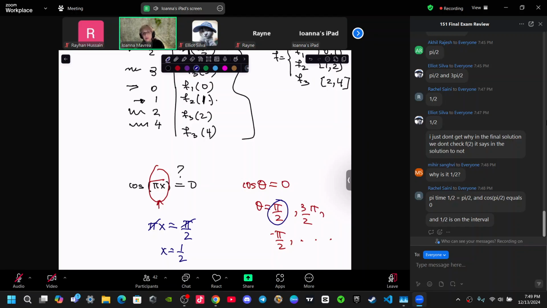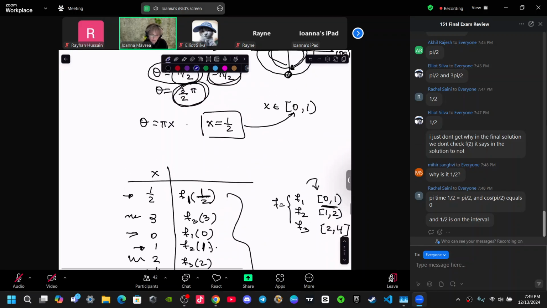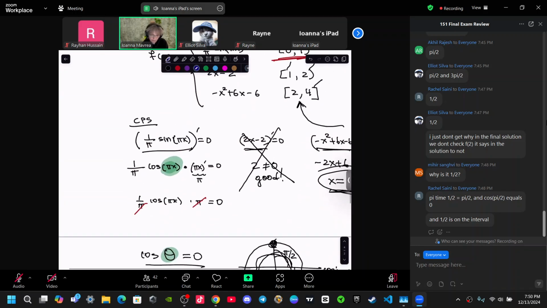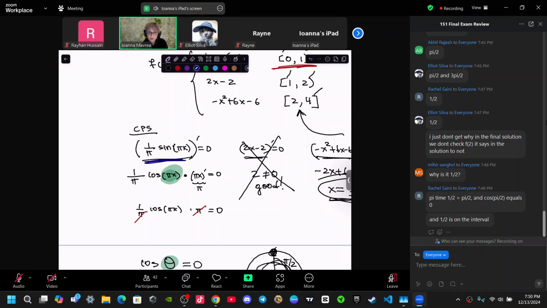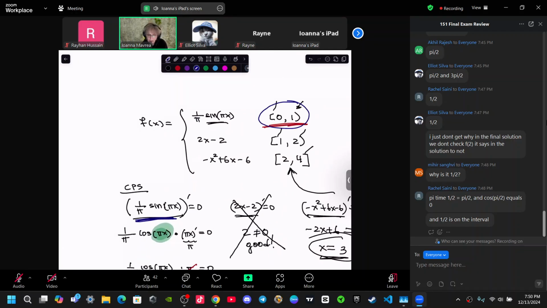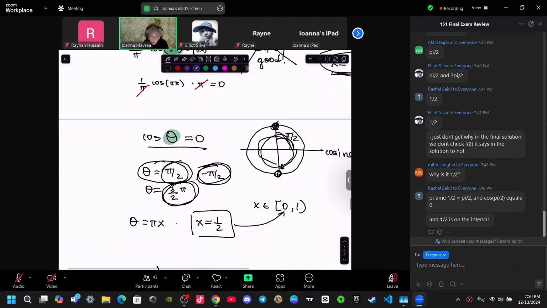And you wonder, is a half a good number that I should consider? Well, this derivative came from the first piece of the function. The first piece allows x's from 0 to 1. And the half is a number between 0 and 1. So you will keep that. That's a good critical point, right?